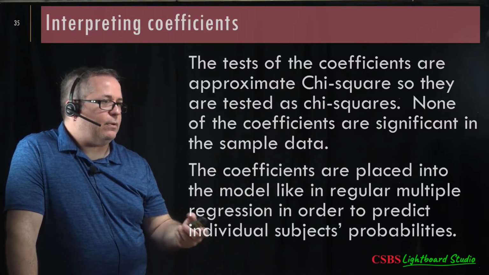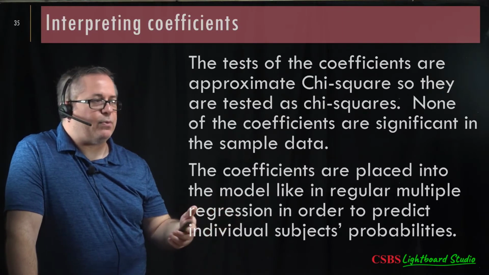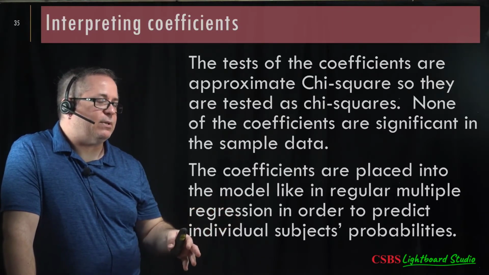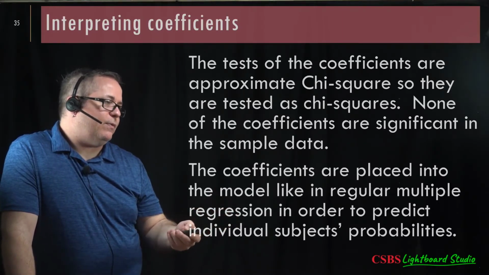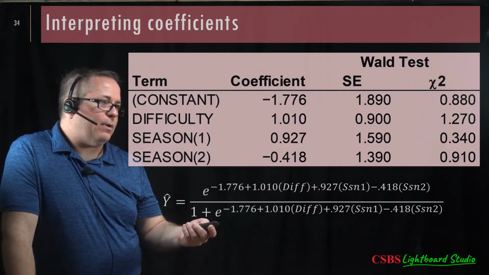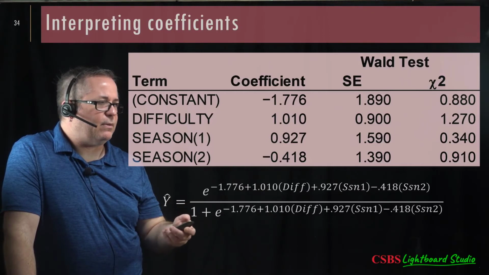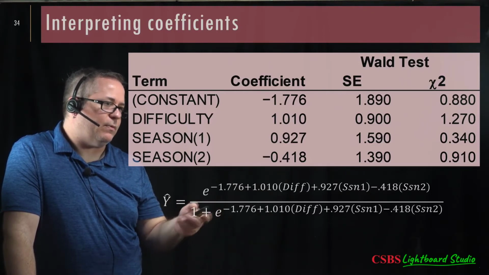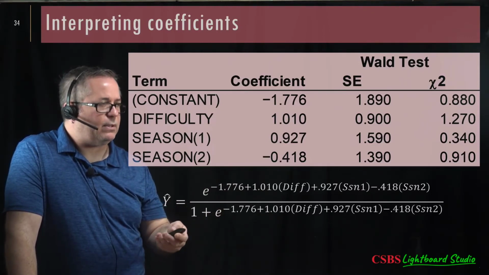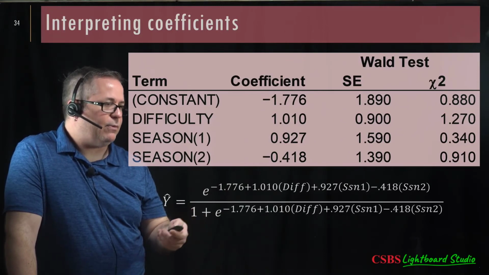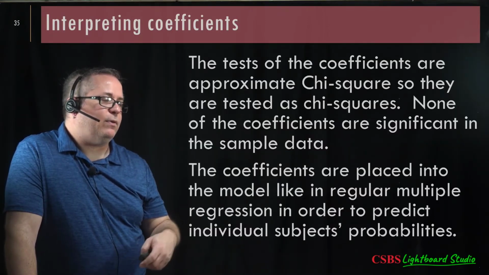Okay, so how do we interpret coefficients? The tests of the coefficients are approximate chi-squares, so they're tested as chi-squares. None of these coefficients are significant. These are all 1 degree of freedom chi-square tests, and they aren't going to pass the critical value at all. I think chi-square is 3 point something for a 1 degree of freedom test.